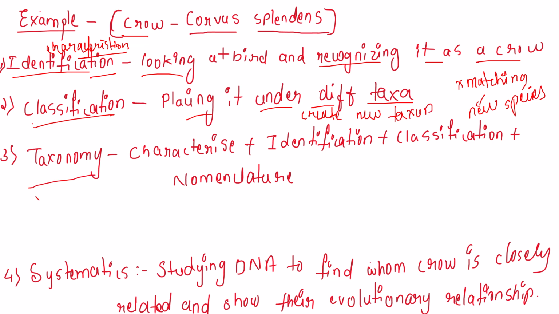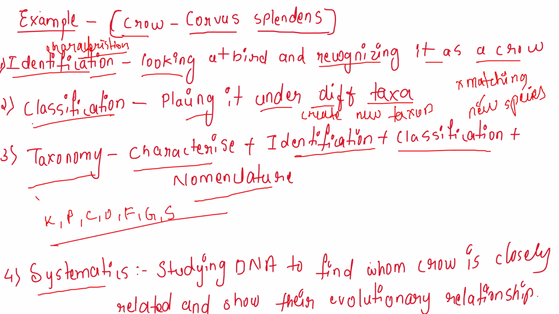Now, what is taxonomy? Taxonomy consists of all these things. First characterize it, and then identify it, and then place it under different groups which it is related to, and then name it: nomenclature. What is systematics? We know Corvus, it is crow. Then placing crow under the kingdom it is present in, then suitable phylum, suitable class, suitable order, suitable family, suitable genus, and suitable species. That's what taxonomy is. Systematics is taxonomy plus evolutionary study.